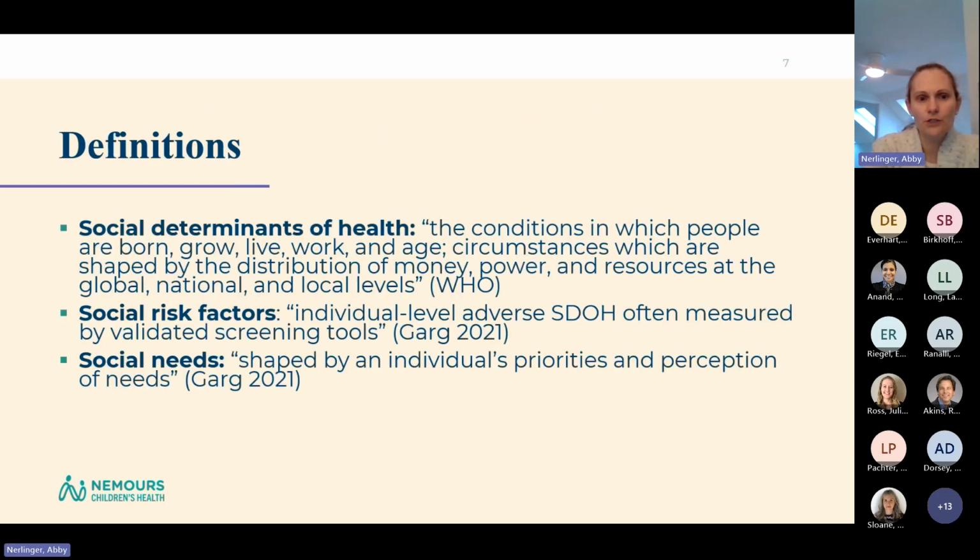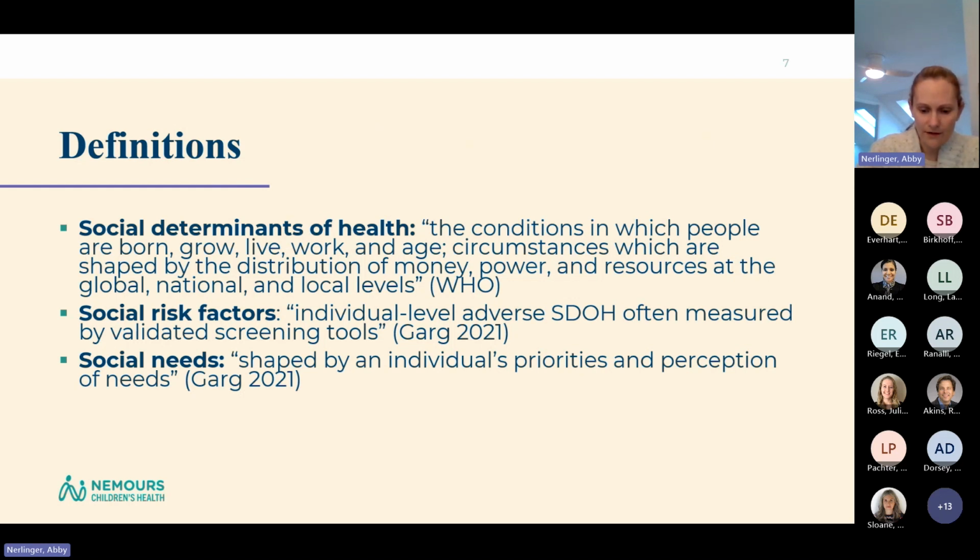Focusing on social determinants of health, I think covering definitions is important because this is really used to inform study design and how you're using the screening results. Social determinants are really community level social determinants. It's a catch-all term, but really social risk factor screening is what hospitals are using when they do social determinants of health screening. So these are those individual level adverse social determinants that are often measured and validated by screening tools.